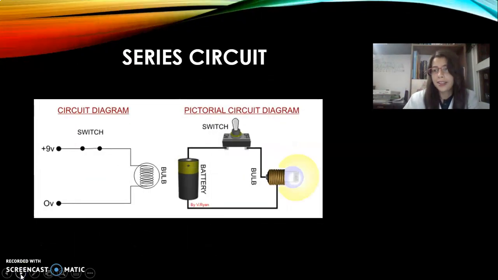How do we represent the circuits using the symbols? Here we have a typical series circuit. We have the switch, the battery, the bulb, and the wires. In this model, we can represent the switch, the battery, the bulb, and the wires with their symbols. In this case, when the switch is closed, the light is turning on. But if the switch is open, the light is turning off.